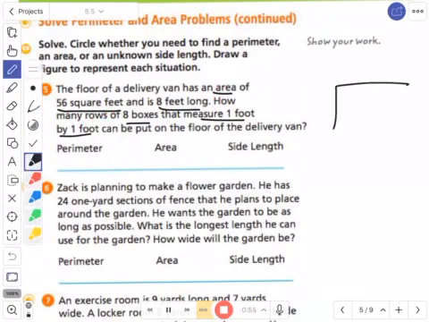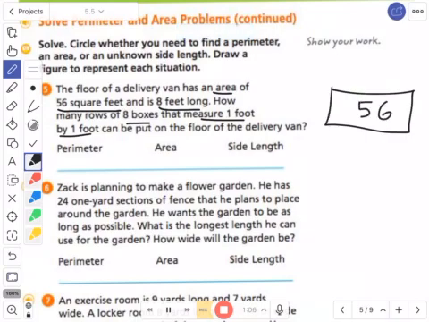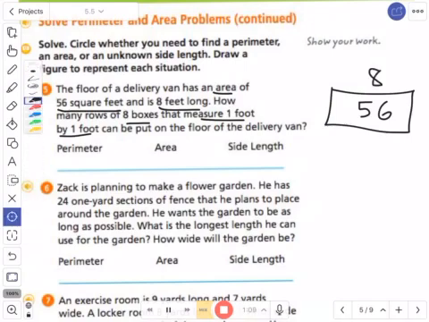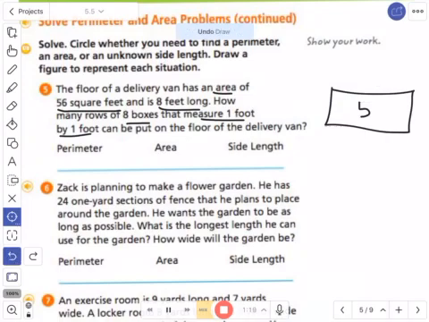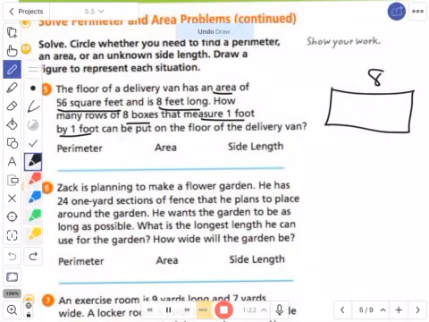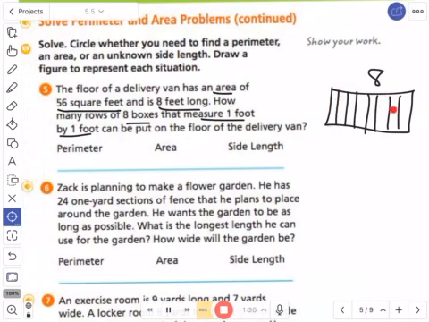So I'm going to draw my rectangle here. Okay, so it already told me that it's 56 square feet, and it's 8 feet long. They just want to know how many rows of boxes can they make that measure 1 foot by 1 foot. Well, if every box was 1 foot, the way I would think about that is, each one is 1 foot long, so that means I just need to have 8 here. But I just don't know how many rows I'm going to have, for sure.